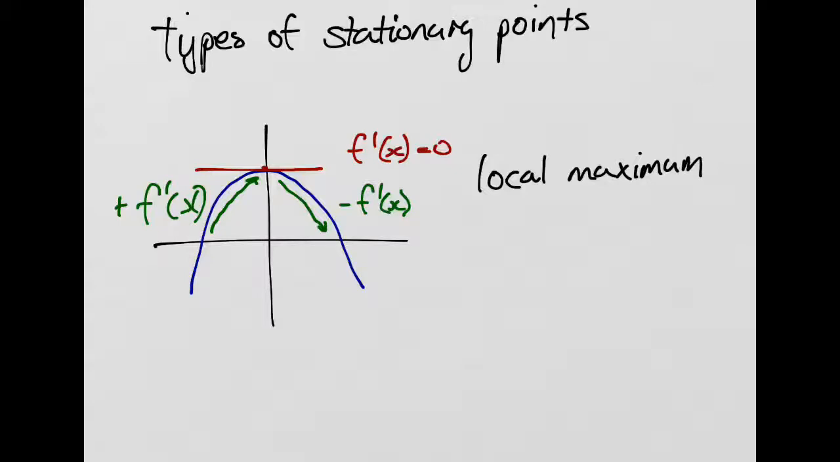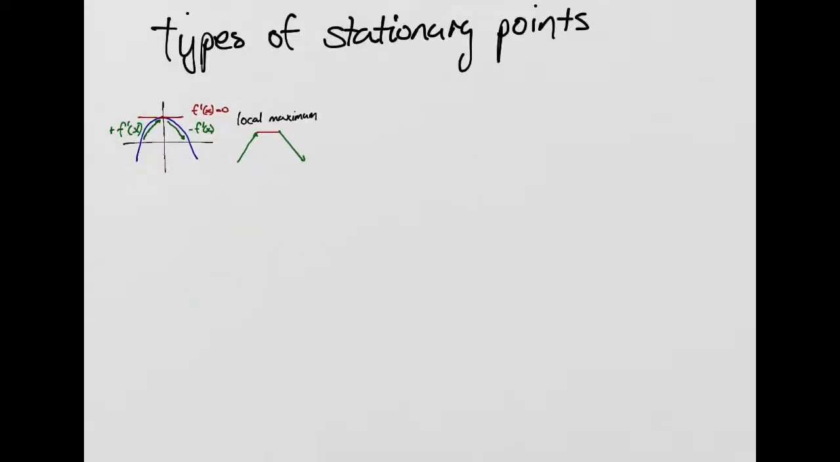Where the derivative prior to the stationary point is positive, then we have the stationary point, and then after that point we have a negative gradient. As you can see, it reaches a maximum before falling back down, hence the name of a local maximum. So, looking at the next type of stationary point, let's look at the graph.